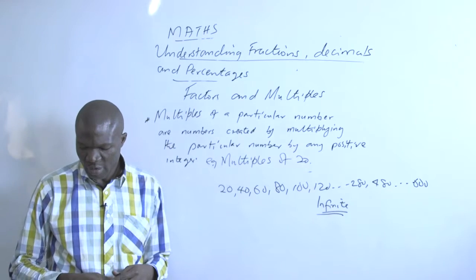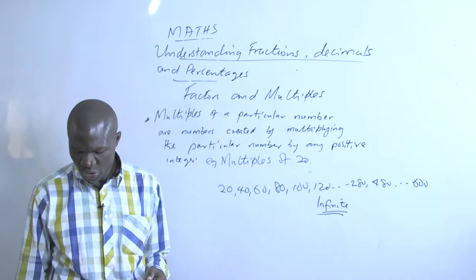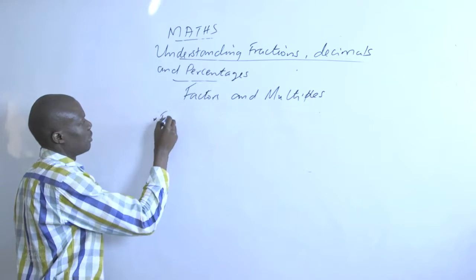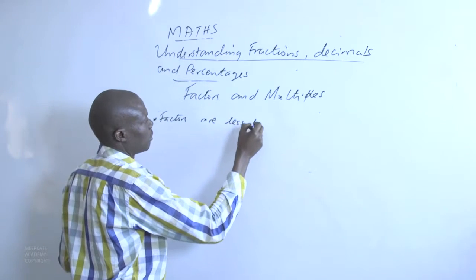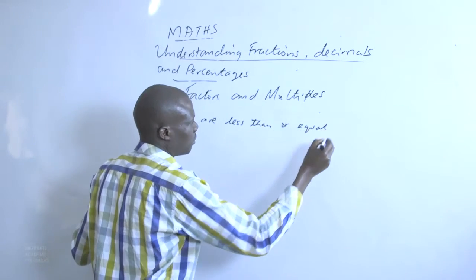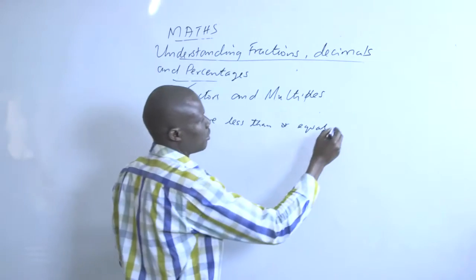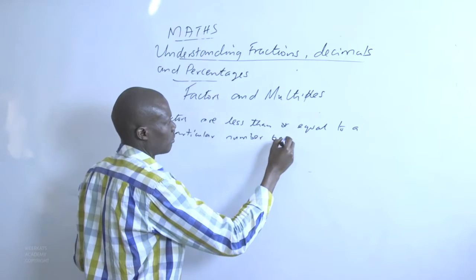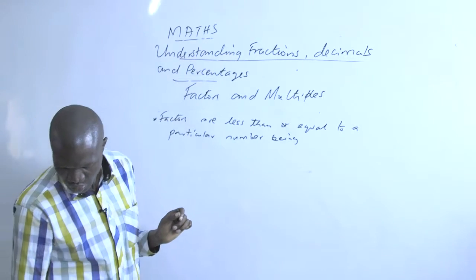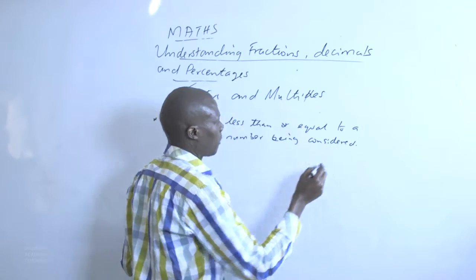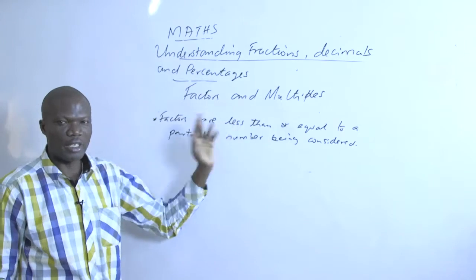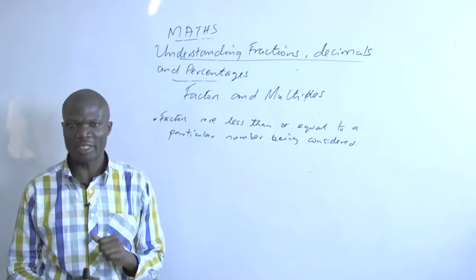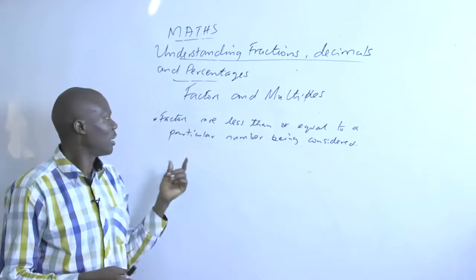Therefore, it follows that factors are less than or equal to a particular number. We are saying that factors are less than or equal to a particular number being considered. Let us take one of the numbers and reconsider it and see, will it fulfill this point?